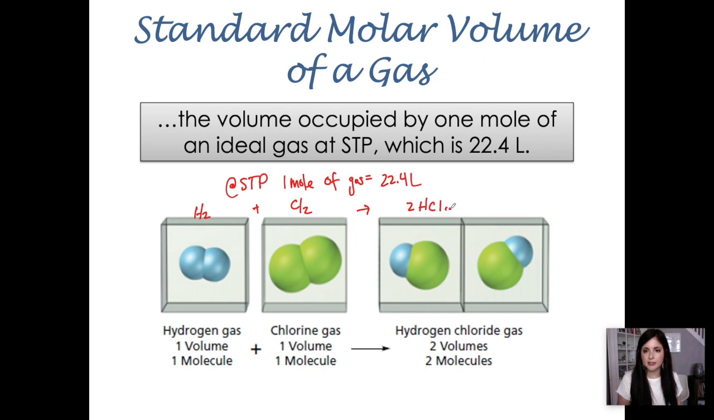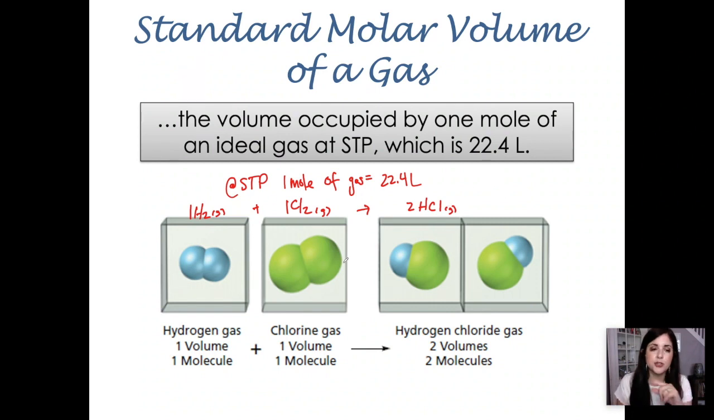Now all of these are gases, so we want to include this little subscript of G on the end here. If we look at the coefficients, 1 molecule of hydrogen gas reacts with 1 molecule of chlorine gas to yield 2 molecules of hydrochloric acid. We don't normally work in molecules though, we work in moles. And because every single one of these reactants and products are gases at the same temperature and pressure, we can also consider the volume that these gases occupy.